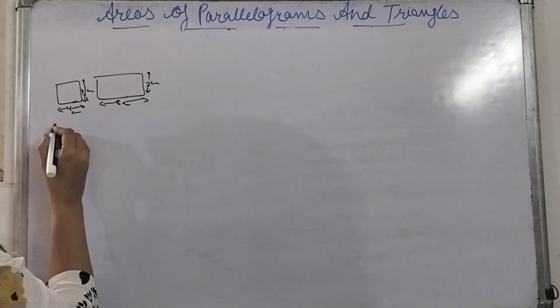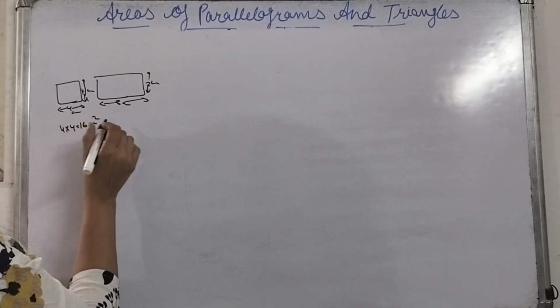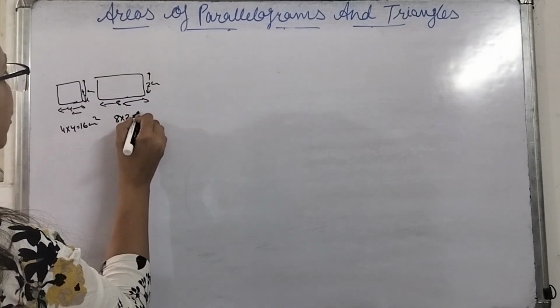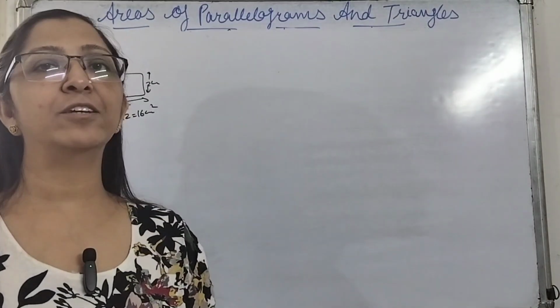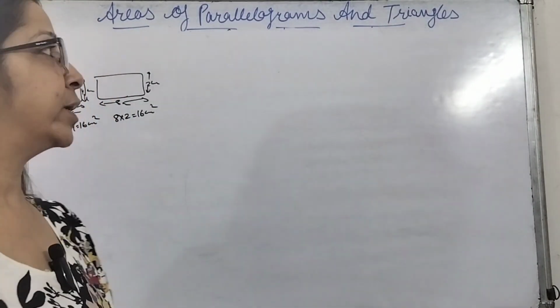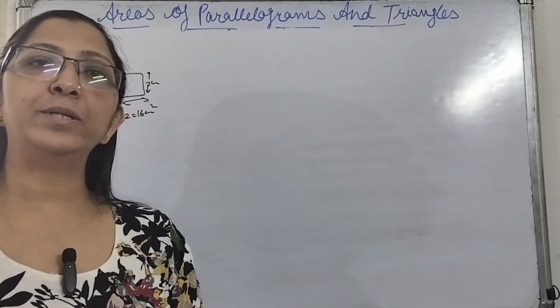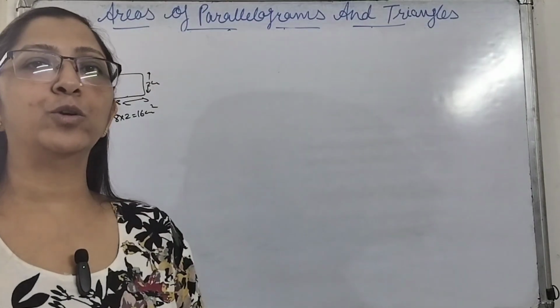So area of the square will be side into side, that is 4 into 4, 16 centimeter square, and area of rectangle will be 8 into 2, that is 16 centimeter square. Over here areas are equal but the figures are not congruent. So if figures are congruent, their area will be equal, but it is not compulsory that if areas are equal then the figures will be congruent.